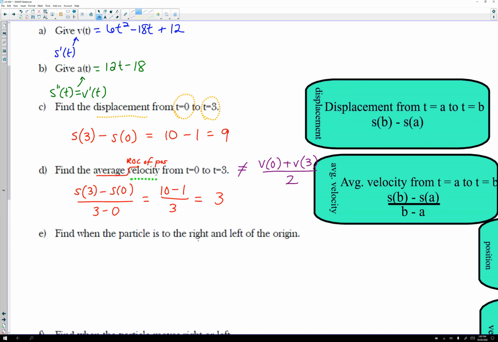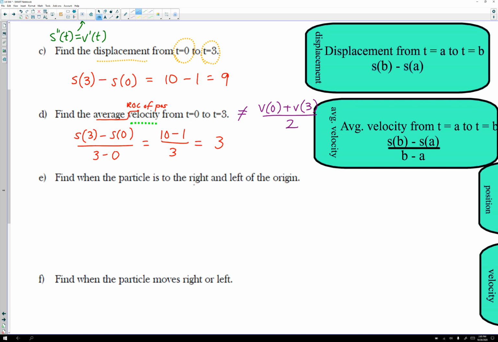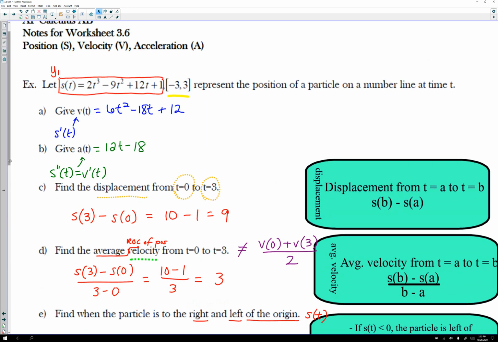Okay, now find when the particle is to the right and to the left of the origin. This is talking about position as well, because if you're talking about the right and left side of the origin, that's all the position of the particle. So what we're going to do is find when the position is negative, because that's when the particle is to the left of the origin. And we're also going to find out when the position is positive, that's when the particle is to the right of the origin. Now that means we need to do a sign chart.